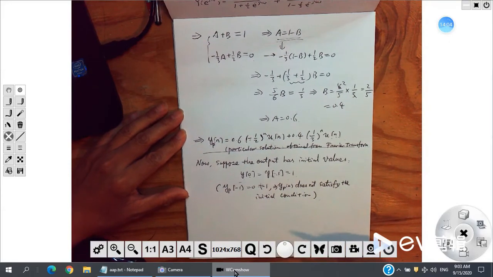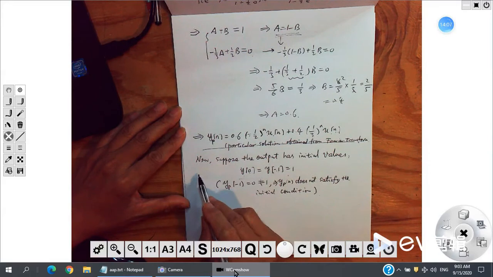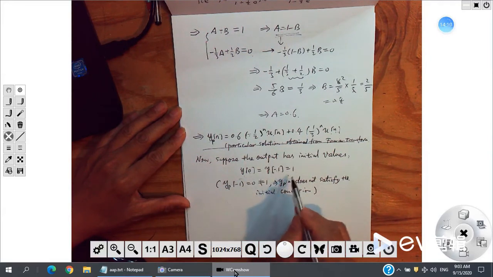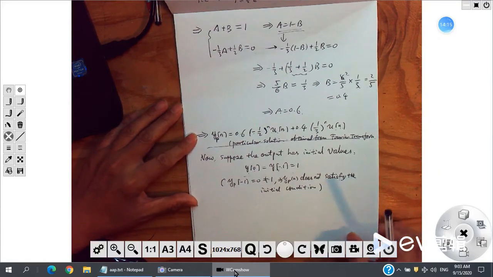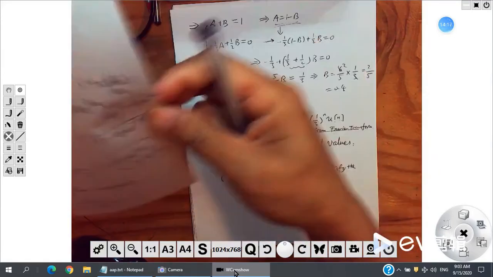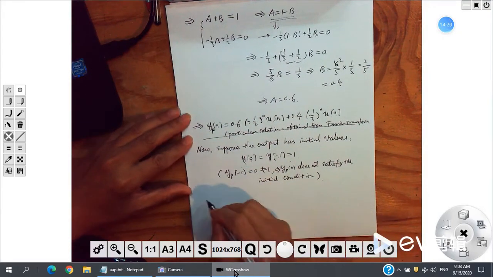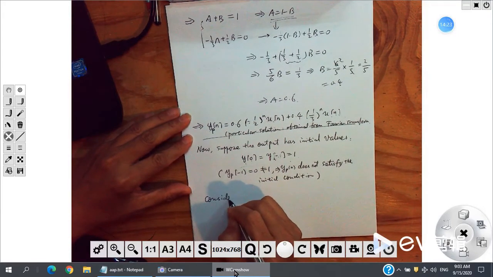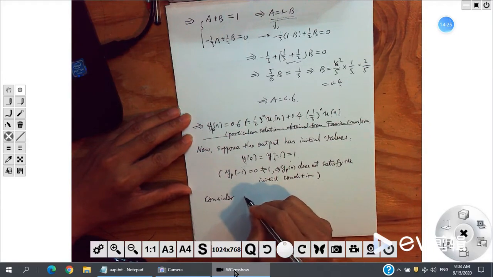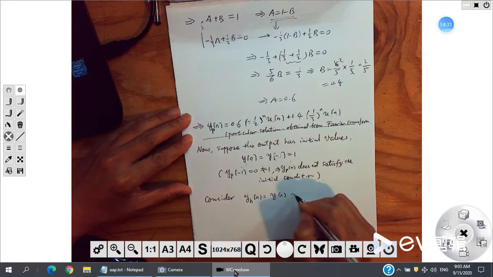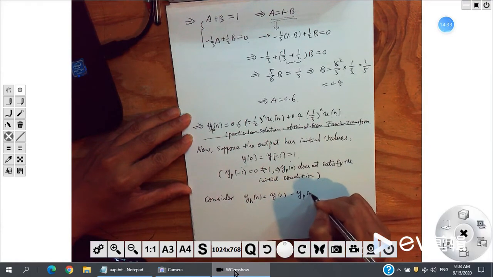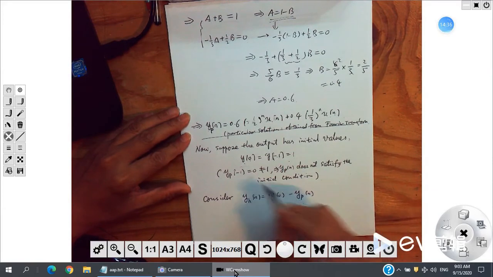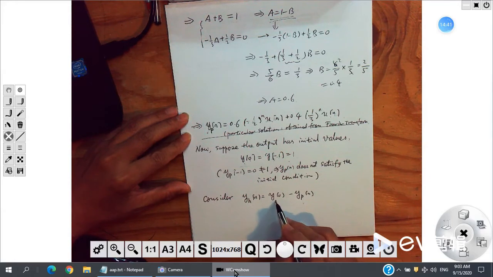Alright, now the problem is, can we find this y? We want to find the solution that satisfies this condition. How to do it? Okay, we can do this. Consider, I give a name for it, yh of n, which is y of n minus yp of n. This is yp of n, which we just obtained. And y, the solution, we do not know it.